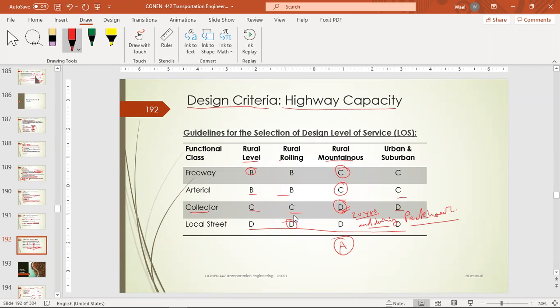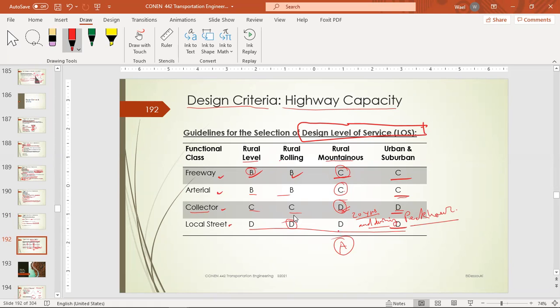The third criteria is the level of service, the target level of service, or design level of service. For freeways, rural level, it's B, rural rolling B. For rural mountainous, it's C. For urban, suburban C. So as you can see, for urban, suburban, it's C, C, D, D. That's for freeway, arterial. For collector and local streets, it's D, D. For the rural mountainous, it's C, C, D, D.